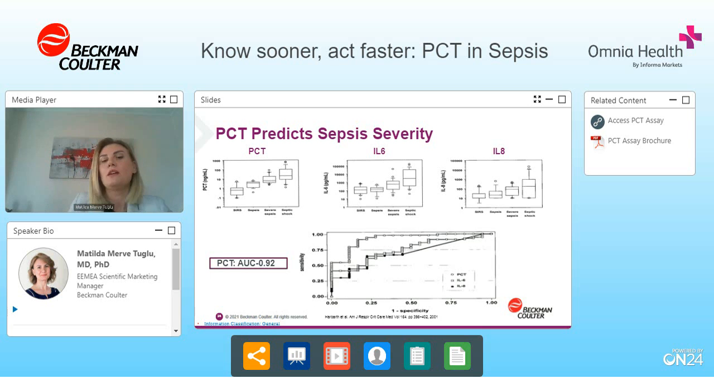As a result, baseline plasma levels of the inflammation markers, interleukin-6, interleukin-8, and procalcitonin, were higher among case subjects with severe sepsis or septic shock than among the control subjects with systemic inflammatory response syndrome only. Procalcitonin yielded the highest discriminative value with an area under curve of 0.92, followed by interleukin-6 and interleukin-8.